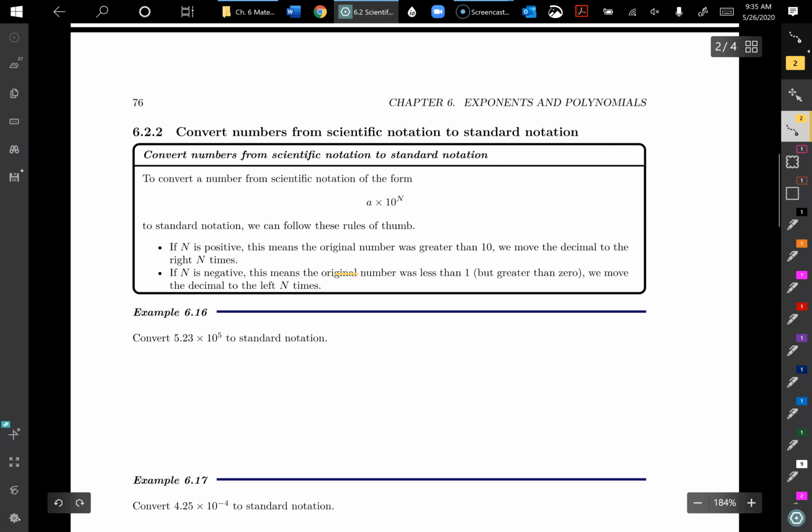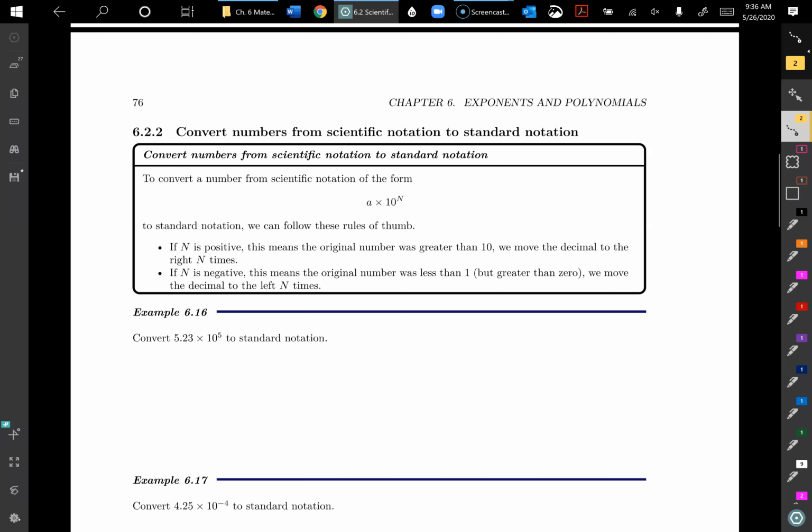And if n was negative, that means the original number was a small, tiny number, less than 1 but greater than 0. So we're going to move the decimal to the left n times. We don't have negative numbers with scientific notation. If we have something that ends up being a negative, it would be pulled out as a coefficient, like a multiplier.